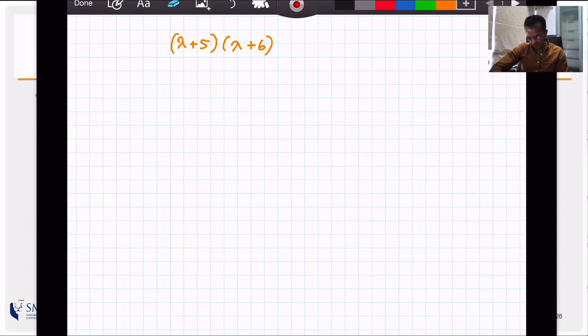What's the coefficient of lambda here? So the expansion is quadratic, so there will be terms in lambda squared, lambda and a constant. What's the coefficient of lambda here? 11, because this is basically 5 plus 6. Well, let me take one more, lambda plus 1. In that case, what's the coefficient of lambda squared here? It's going to be 12 in this case.